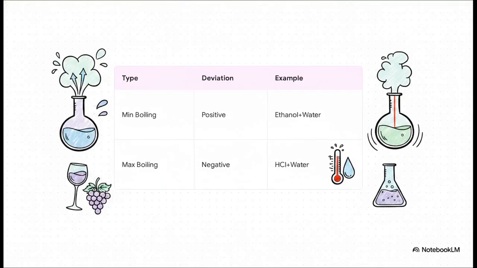Positive deviations create minimum boiling azeotropes, like a 95.6% mix of ethanol and water. That is the absolute limit of standard fermentation and distillation, because the mixture literally boils at a lower temperature than either pure water or pure ethanol. On the flip side, negative deviations create maximum boiling azeotropes, like a 20.2% mix of hydrochloric acid and water, which boils at a higher temperature than either of its pure components.